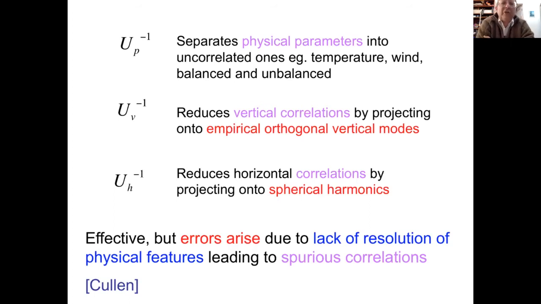So that's what's used, and it does work to a large extent, but errors still arise when you try this method due to lack of resolution of physical features, which leads to spurious correlations. This observation was made by Mike Cullen, who then brought this to my attention, and we then had a collaboration, which led to what I'm just going to talk about for the remainder of this talk.